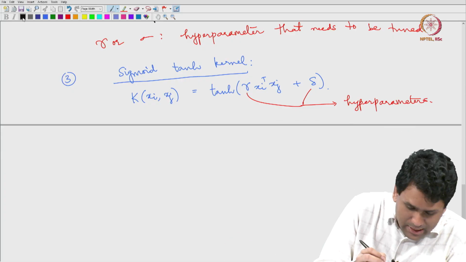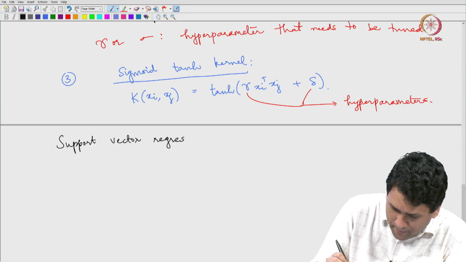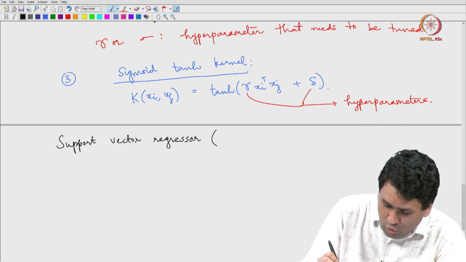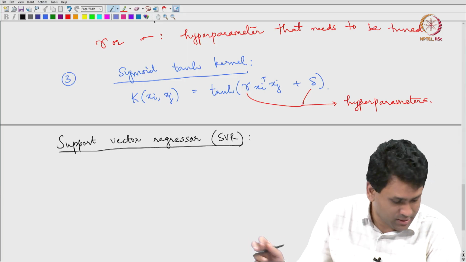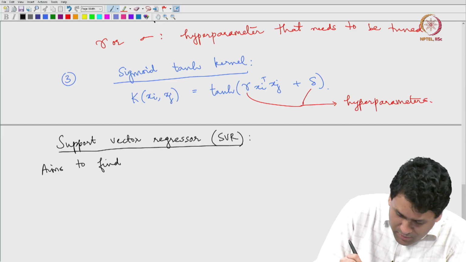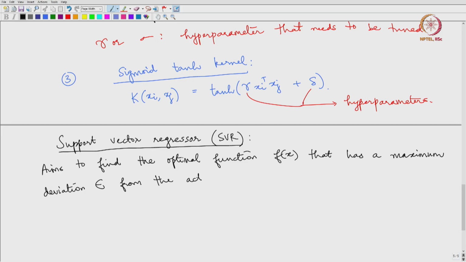Okay. So, the next topic for today is support vector regression. If you are talking about the model, you call it a support vector regressor. If you talk about the concept, it is support vector regression. So, based on what you want to refer to, you can either call it a regressor or a regression. Okay. So, support vector regressor aims to find the optimal function f of x that has a maximum deviation epsilon from the actual values yi of the target variable.